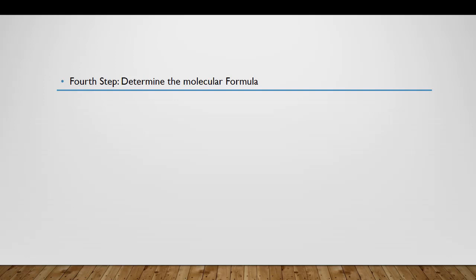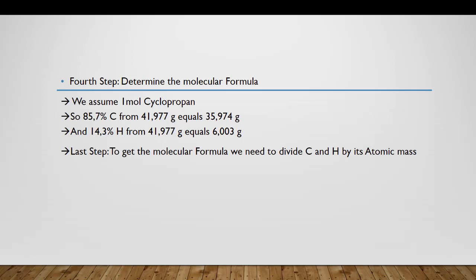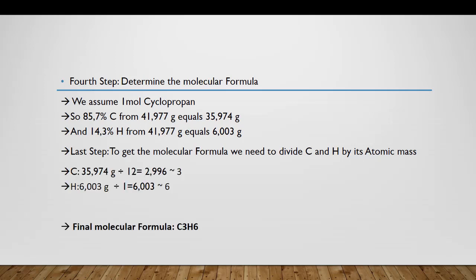In the last step, we determine the molecular formula. So we need to assume 1 mole of cyclopropane. And by the given information of 85.7% carbon and 14.3% hydrogen, we can calculate that carbon equals 35.974 grams and hydrogen equals 6.00 grams. Then we divide the mass of C and H, or carbon and hydrogen, by its atomic mass. The atomic mass can be seen in the periodic system, and we get the final formula of C3H6.